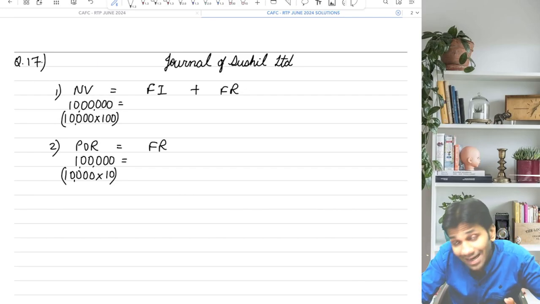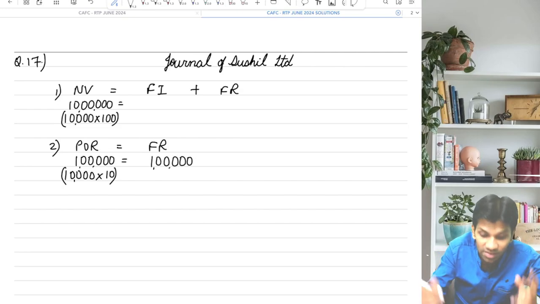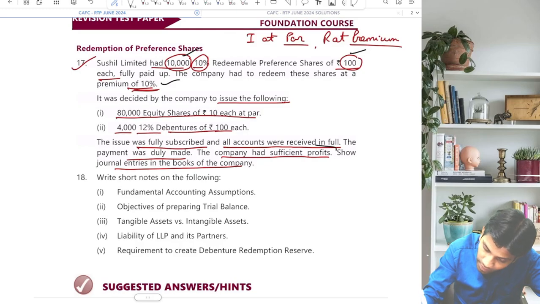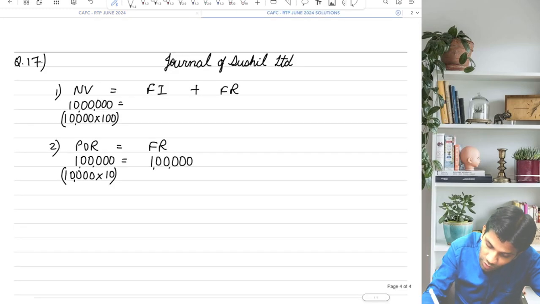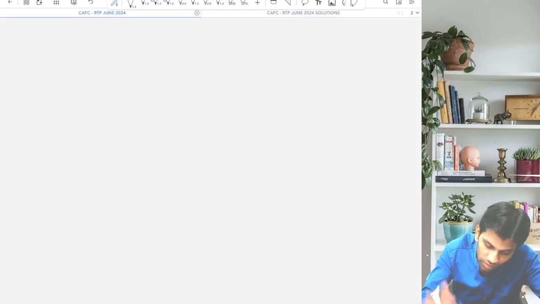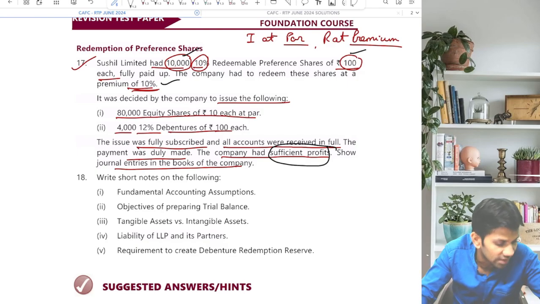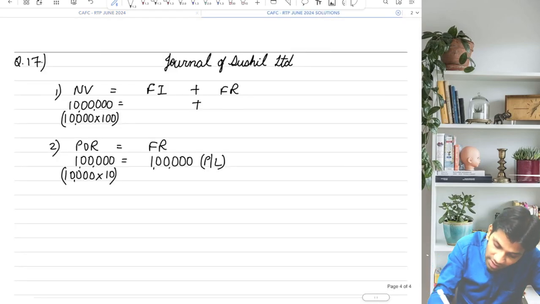Now fill the second equation first. I'll use 1 lakh here and the question mentions the company had sufficient profits. Here, see, check. So we'll use P&L because P&L is a free reserve. Now let's go to the first equation. Now they have clearly mentioned the company has issued 80,000 equity shares of 10 each. Can I say 80,000 into 10 comes to 8 lakh?